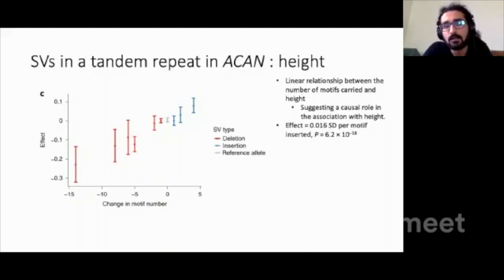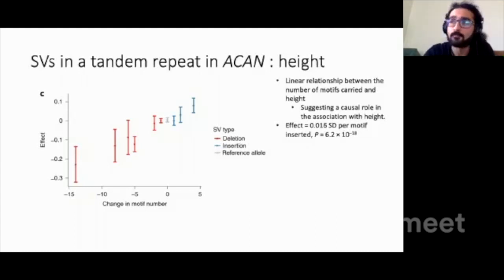And here, when we did an association with respect to the length of the allele, incorporating length polymorphism as opposed to simply using the 5 motifs removed as we did before, we observed a much stronger association. From 10 to the minus 9 or 10, our power increased all the way up to 10 to the minus 18. And we observed an effect of 0.016 SD per motif.